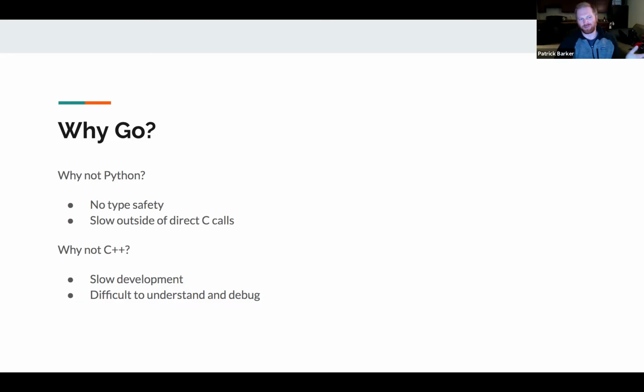C++, I think those arguments are pretty obvious. Slow development, really hard to understand and debug. Obviously there are use cases for writing this stuff in C++, but it's not something you probably want to be doing on a day-to-day basis. It's pretty painful to do data science in C++. But a lot of the low-level tooling, a lot of the machine learning compilers, stuff like that, is all written in C++ today.